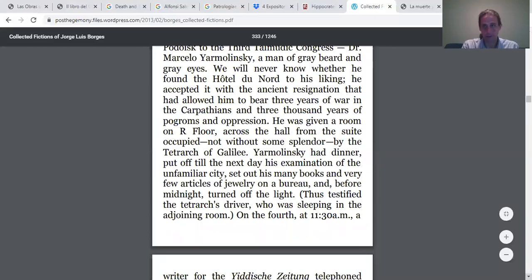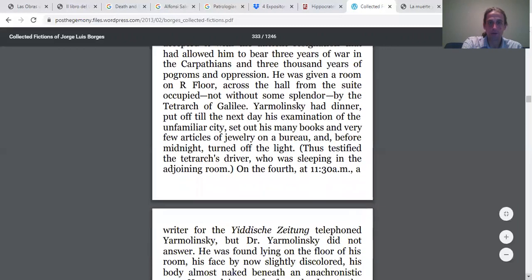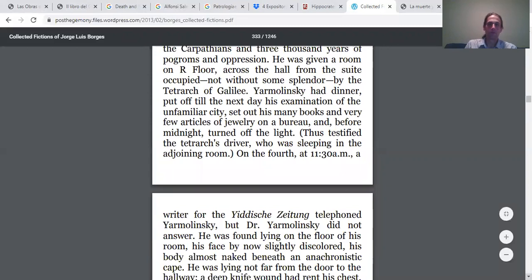On the 4th, that is to say on the 4th of December, at 11:30 a.m., a writer for the Yiddische Zeitung telephoned Yarmolinsky, but Dr. Yarmolinsky did not answer. He was found lying on the floor of his room, his face now slightly discolored, his body almost naked beneath an anachronistic cape.